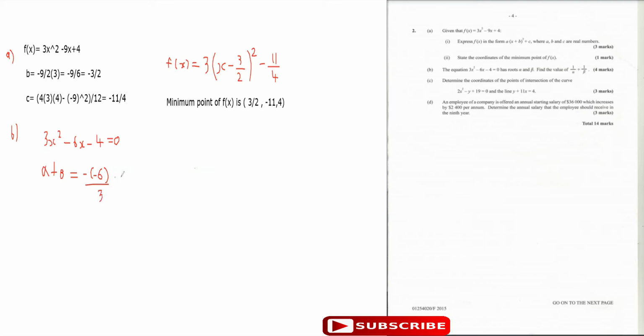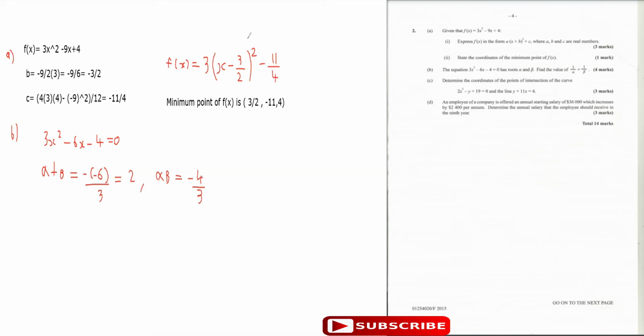And so alpha plus beta is 2. That's it. Next we need alpha beta. Now alpha beta is going to be equal to c over a. So alpha beta is minus 4 over 3.